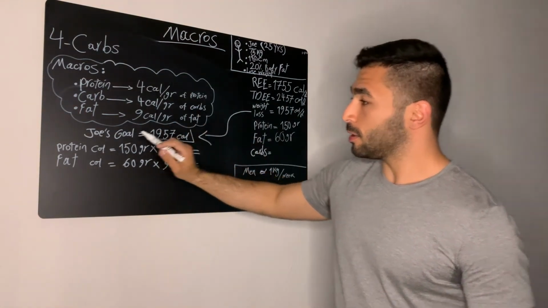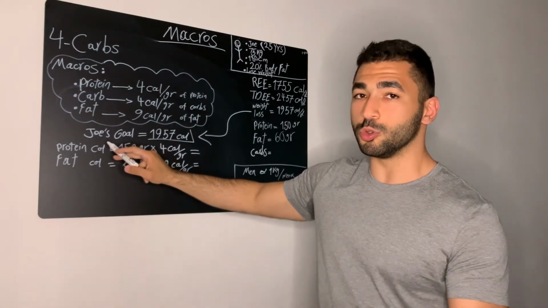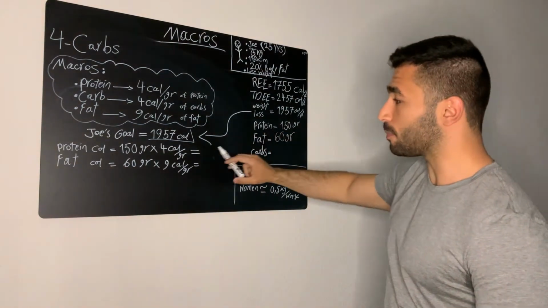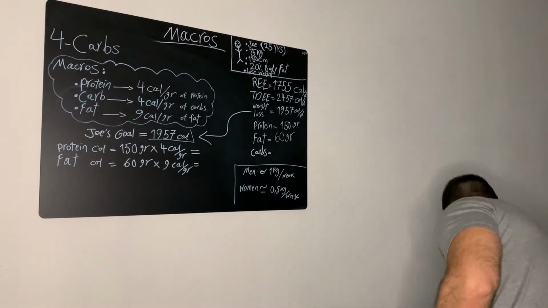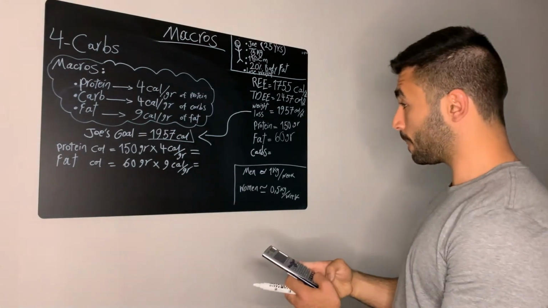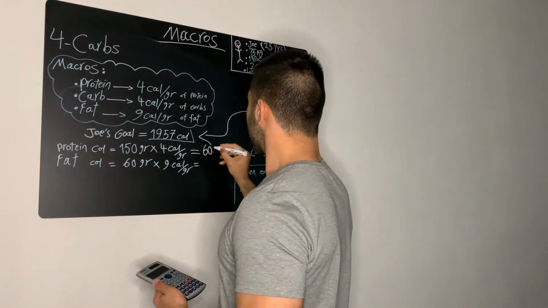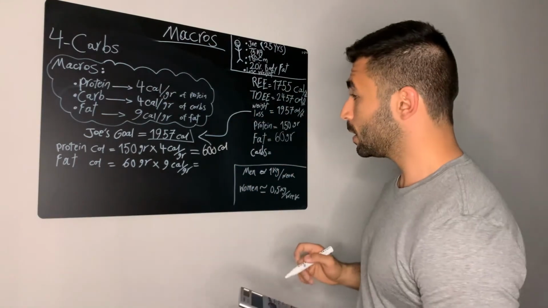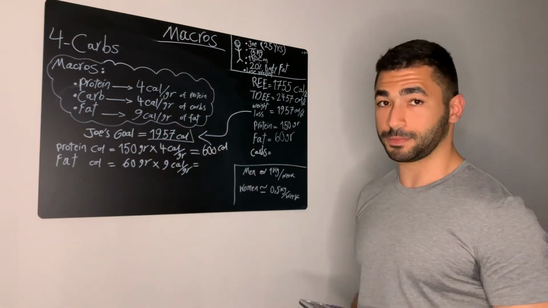This was our goal calories per day. Now, protein. We want to understand how many calories of protein we need throughout the day. What do we have? 150 grams times 4 calories per gram. What is it going to give us? So I need my calculator again. 150 times 4 is going to give us 600 calories.